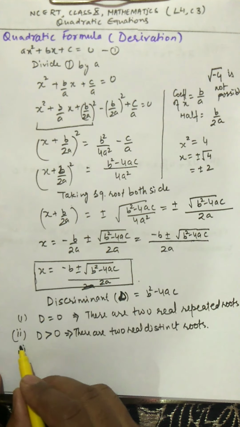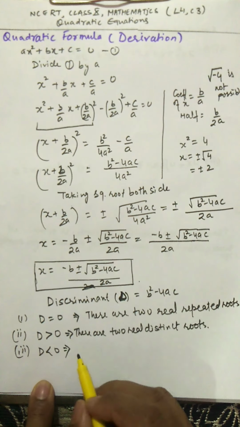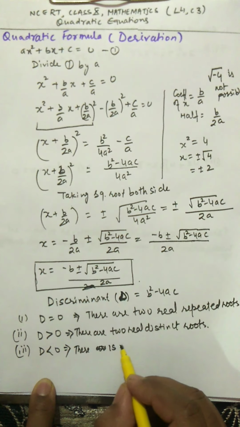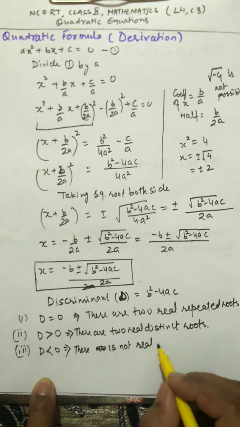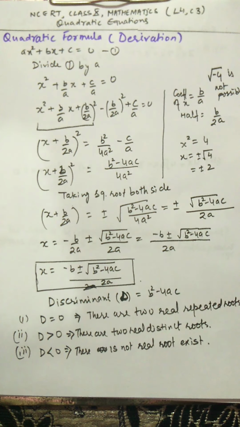Third situation, when D is less than 0. I was discussing earlier that in the square root there cannot be any negative number. So whenever you get this condition, you can say there is no real root. We are saying that there is no real root, but still we can find roots, but those roots will not be real. They will be complex roots, but that will come in your class 11th. In class 10th you are studying only real numbers.